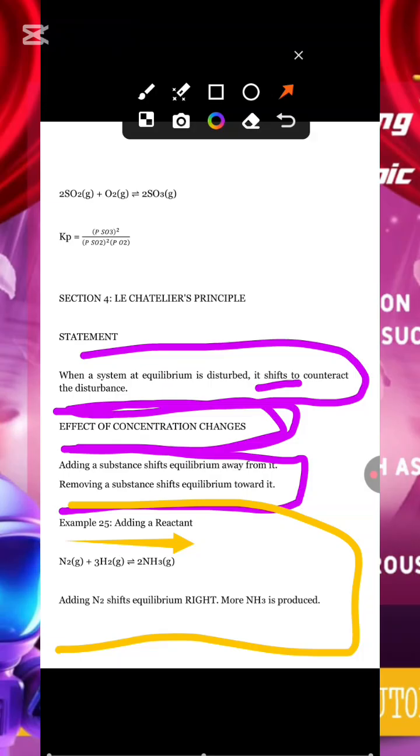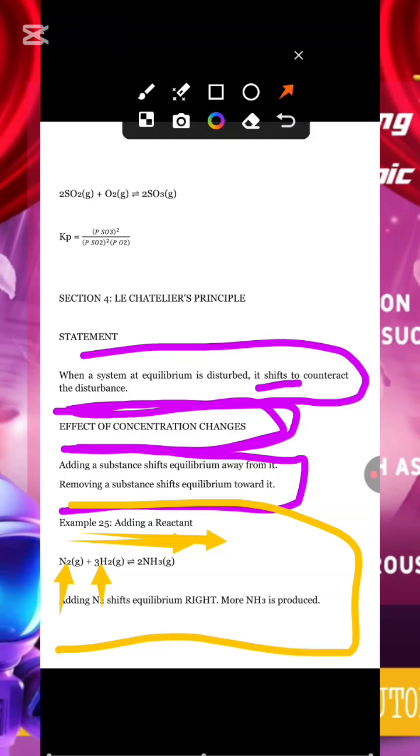Why? Because you removed from the product. This is the product, the ammonia. So if you add more nitrogen or more hydrogen, which are reactants, it will cause the equilibrium to shift towards the product side, because the equilibrium will always shift away from where you are adding and shift to the opposite direction.